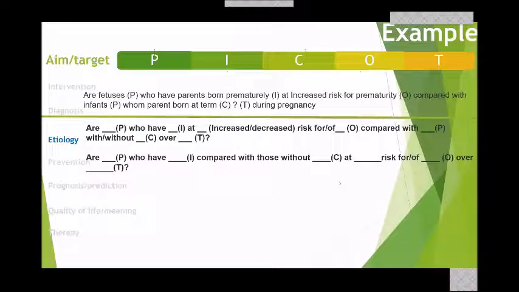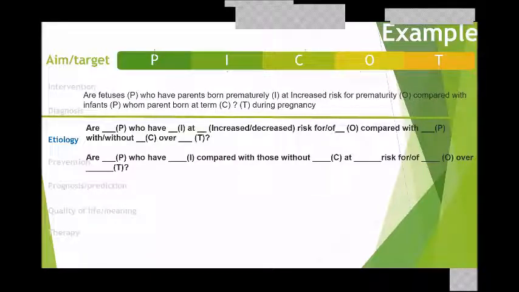So, are fetuses, our population, who have parents born prematurely, so the indicators are the parents of that fetus who were born prematurely, at increased risk of prematurity? So if the fetus will be born premature because their parents were premature, so our fetuses, who have a parent born prematurely, that's the indicator, at increased risk of prematurity, that's our outcome, compared to fetuses whose parents were born at term, during the pregnancy, which is our time.